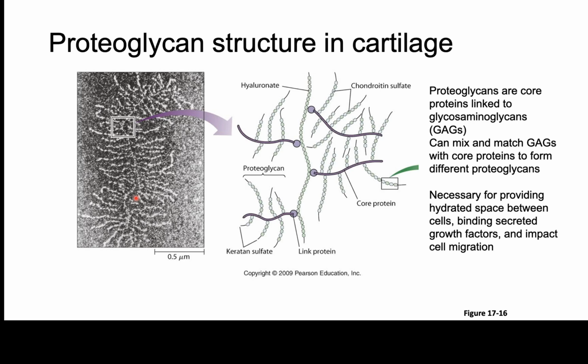We can also mix and match these different things so we can create lots of different types of proteoglycans. You can see some of the examples here and here. The other things they can do are binding secreted growth factors, so influencing the signaling that's going to cells. They can also impact cell migration in a couple different ways. So another really important class of molecules that are part of the extracellular matrix between our tissues and in our tissues. Okay, so we talked about collagen and elastin, fibronectin, and proteoglycans.